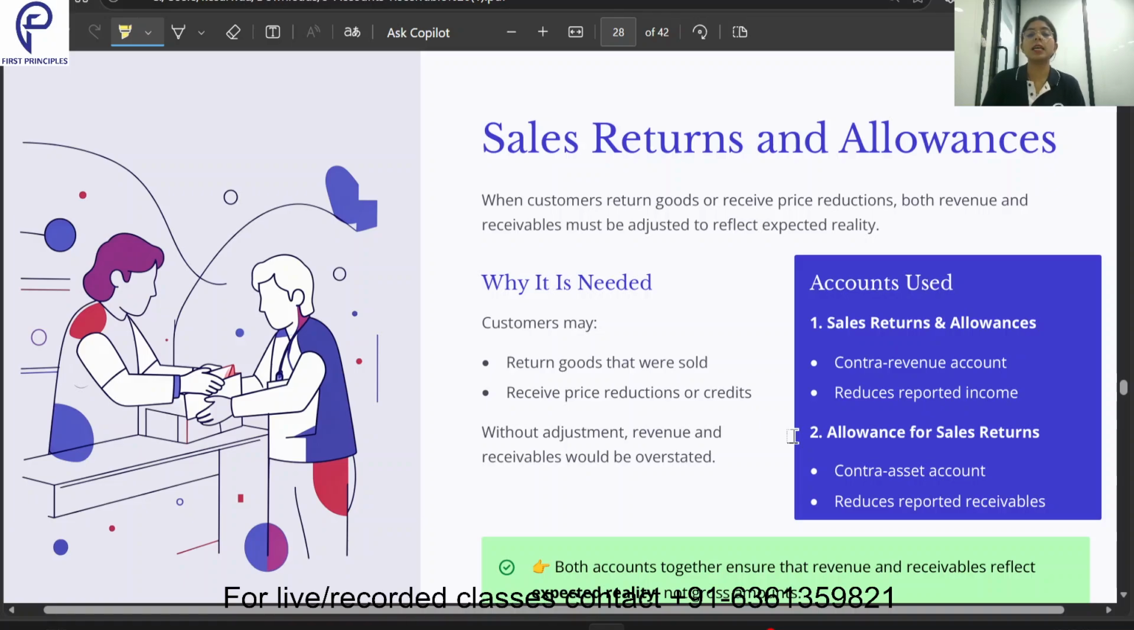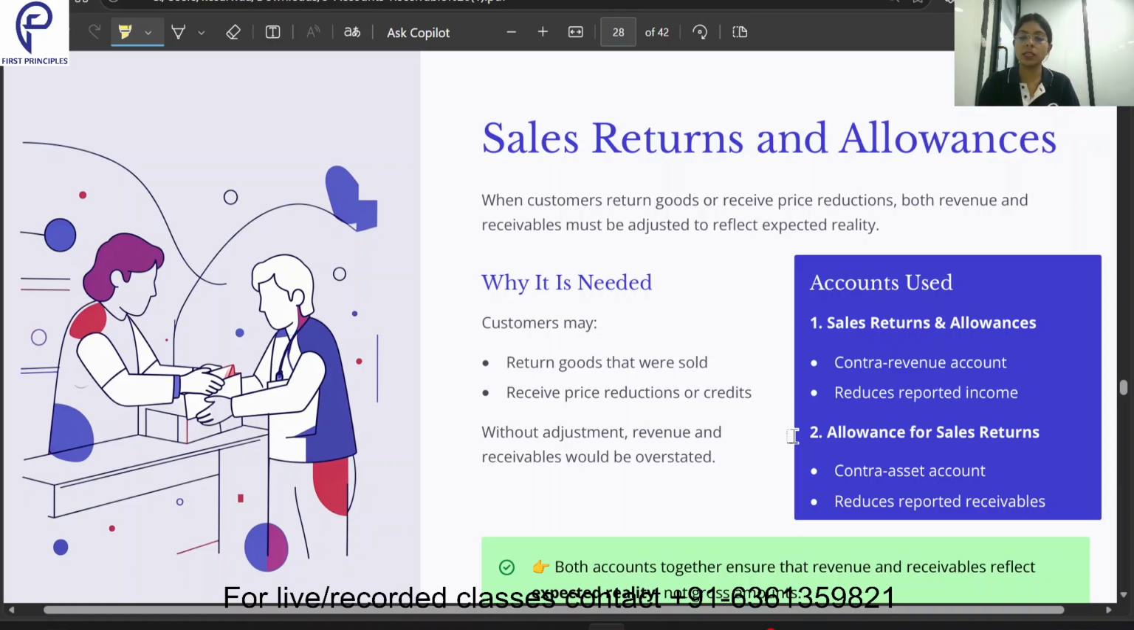Now, sales returns and allowances. Sometimes the customers come and buy the goods, but they return the goods that were sold. In that case, the accounts receivable also will be reduced. So what do we create? We create the sales return account and allowance for sales return. The sales return account is a contra revenue account, and it reduces my reported income. It reduces my net income, because when I record the sales, from that I will reduce my sales returns and allowances, and then I will arrive at the figure of net sales.